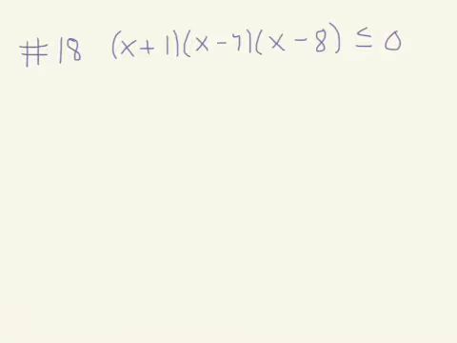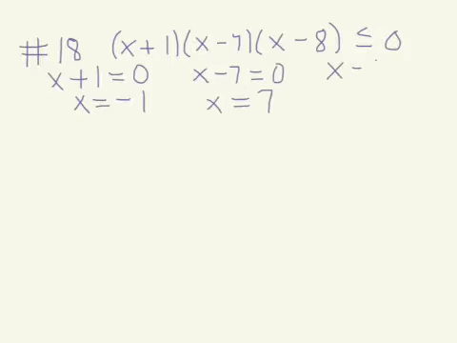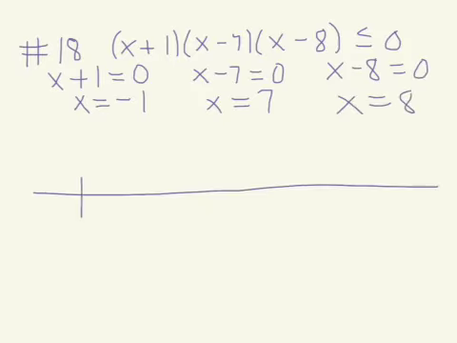Here we have our polynomial inequality, and what we want to do is to solve this. So the first thing we want to do is to find all of our zeros. So we take each of our factors and set it equal to 0 and solve. So when we come up with our number line, we have from least to greatest -1, 7, and 8.